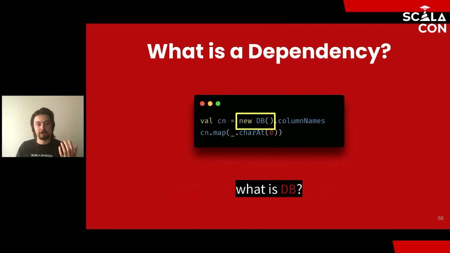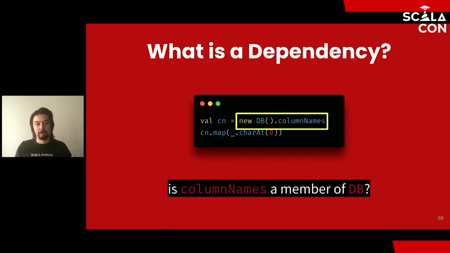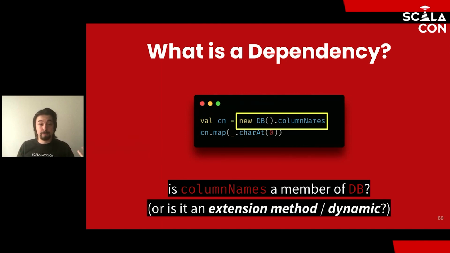The first question it asks is, well, what is this DB? I haven't seen it before. Let's go and find it. And once it's found that, then we ask the question, what is column names? Is it a member of the database class? Or is it some sort of extension method that we're adding from implicit scope? Or is DB actually dynamic and we're making a dynamic selection? There are so many questions to ask, and we don't know until we actually fill in the holes in our program by adding a dependency to our class path.